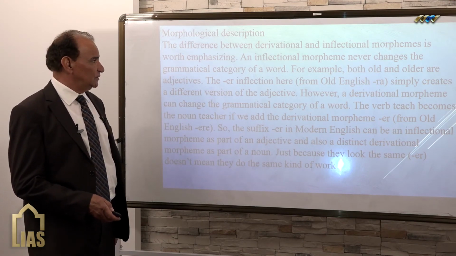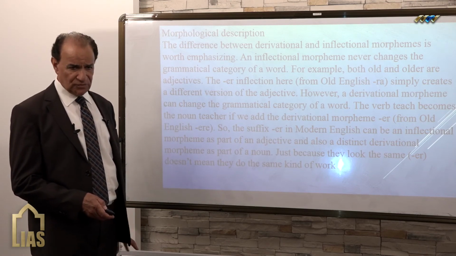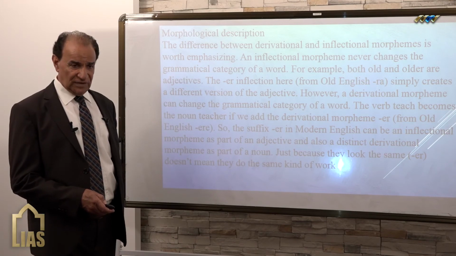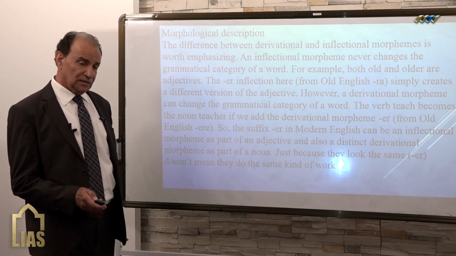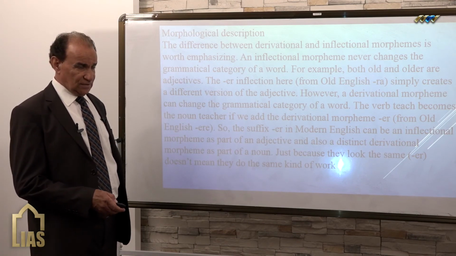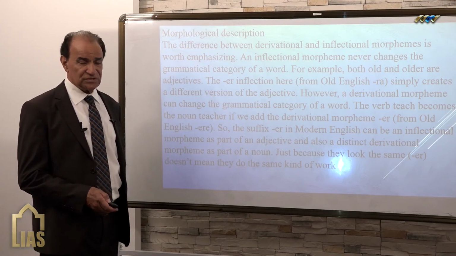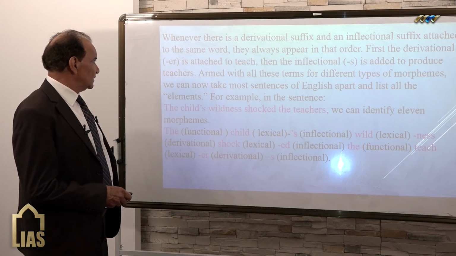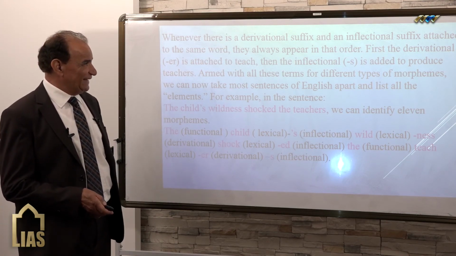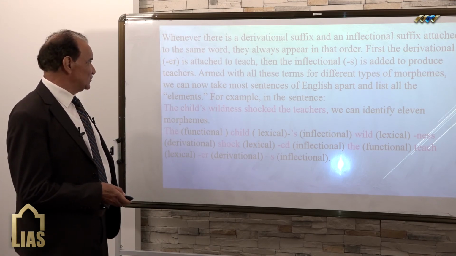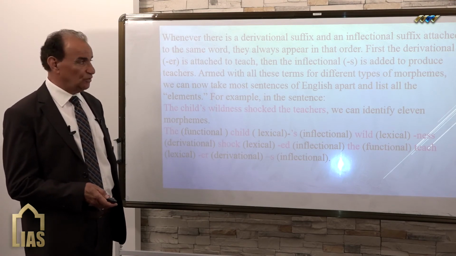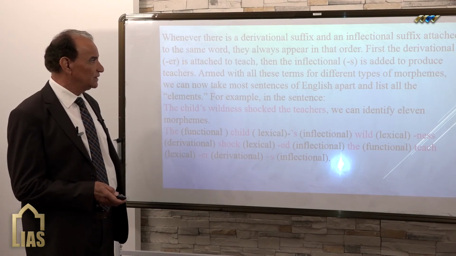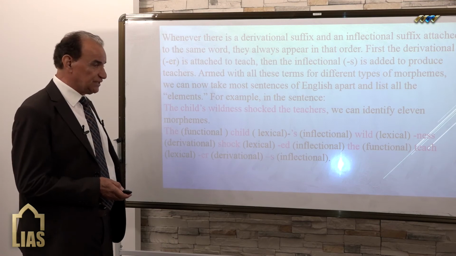So here we have to take care and differentiate between two types of bound morphemes, the derivational and the inflectional. The inflectional morphemes do not change the word class, but in derivational the word class is changed. Whenever there is a derivational suffix and an inflectional suffix attached to the same word, they always appear in that order. First, the derivational er is attached to teach, then the inflectional s is added to produce teachers.